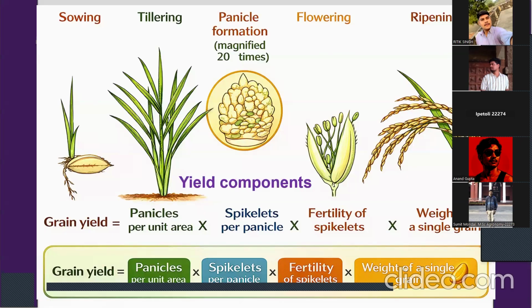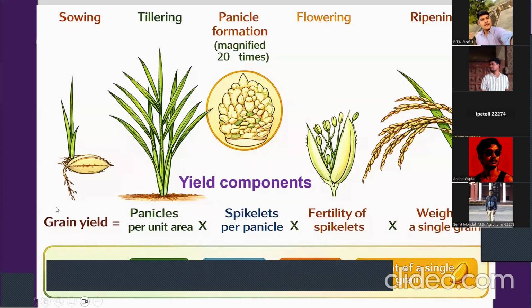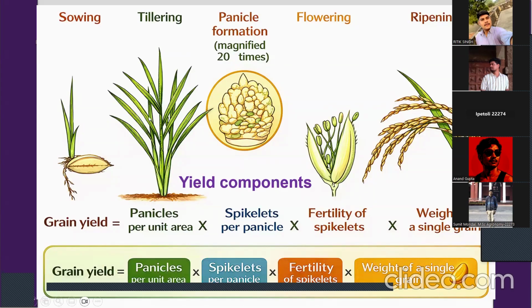In this picture, the different yield components are shown, and their relative importance or weightage is also shown here. You can see grain yield starts with germination or sowing. After sowing, germination will be there, then tillering will be there. This tillering is very, very important. This tillering will finally decide the panicles per meter area.